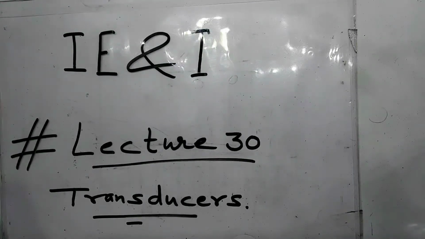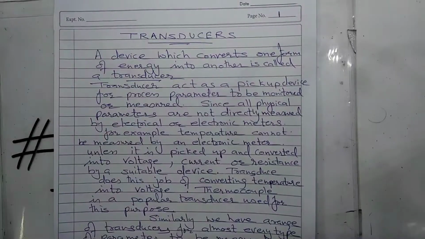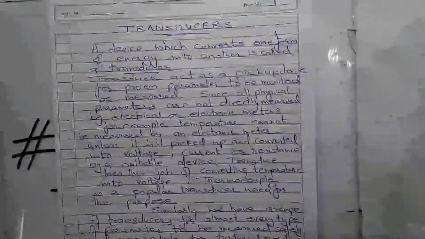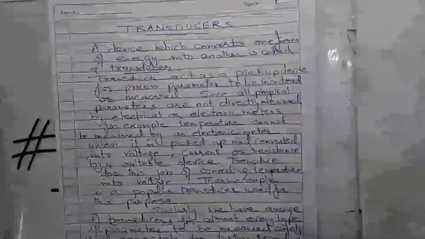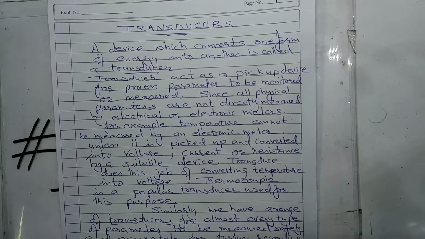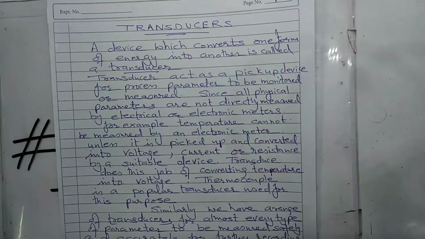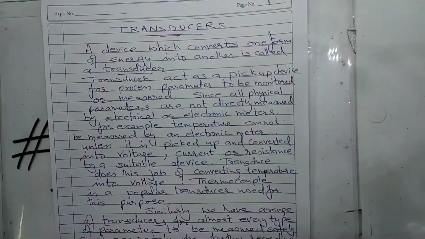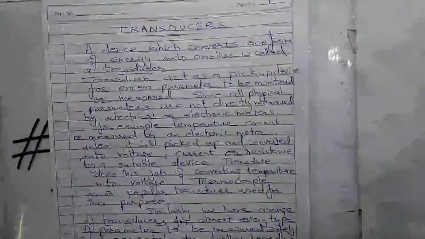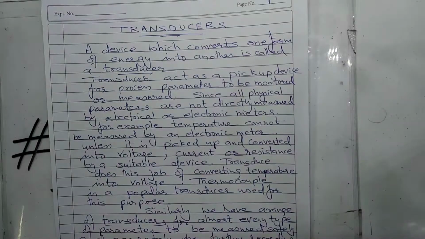Today we start with lecture 30 of IE and I, that is transducers. What is a transducer? A device which converts one form of energy into another is called a transducer. Transducer act as a pickup device for process parameters to be monitored or measured.